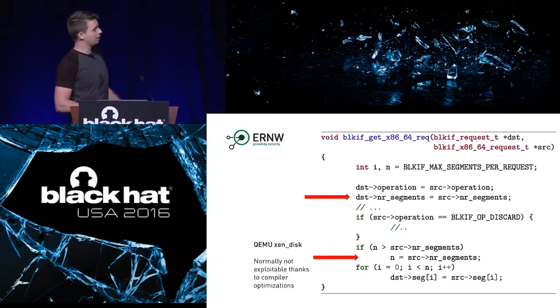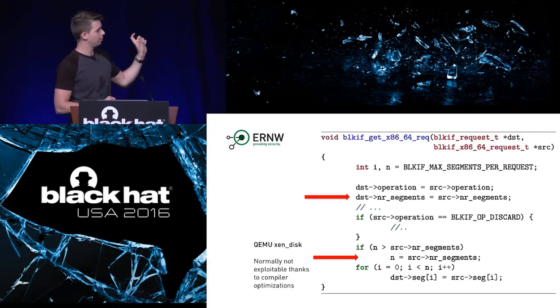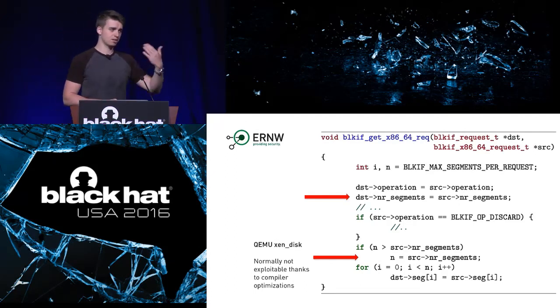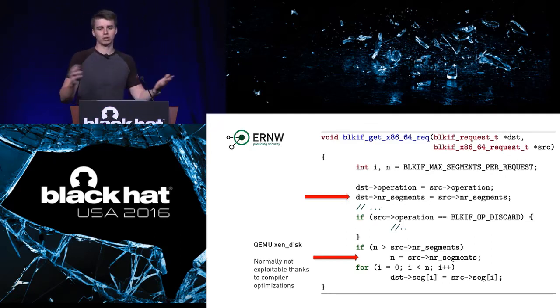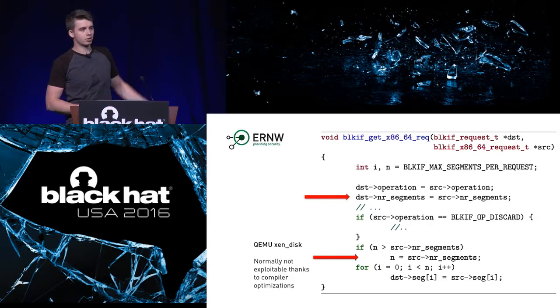And if these 2 lines actually were compiled into 2 memory accesses, you would have a trivial buffer overflow, because you can manipulate source number segments so that when the memory is accessed the first time, it has a really small value, but after that you have a really big value, and then the for loop below simply overflows. However, it turns out that if you compile this with normal optimization levels, GCC O2 or something, then this if condition will be compiled into a single memory access.